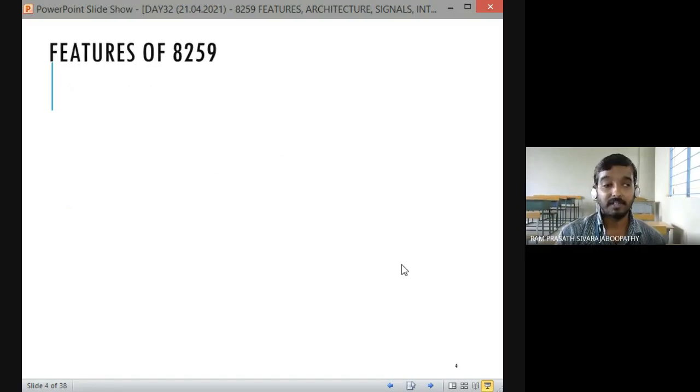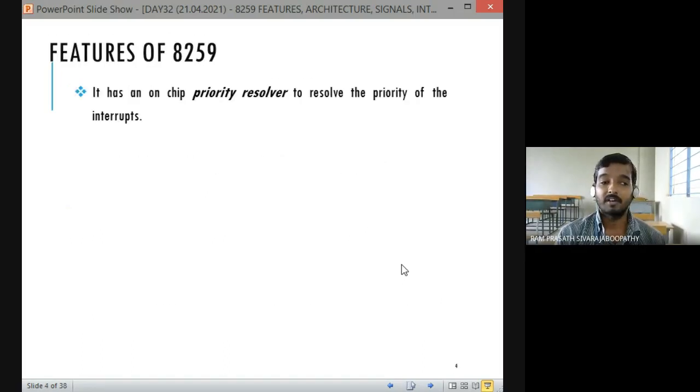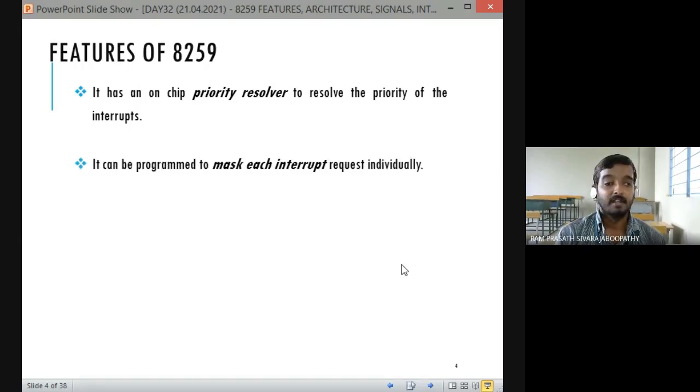Then it has an on-chip priority resolver. If many interrupts occur at the same time, this 8259 will resolve the priority based on the current interrupt processing, what the pending interrupts are, and which interrupts are masked. Then each and every individual interrupt can be masked or unmasked. These are the things we can program using this 8259.